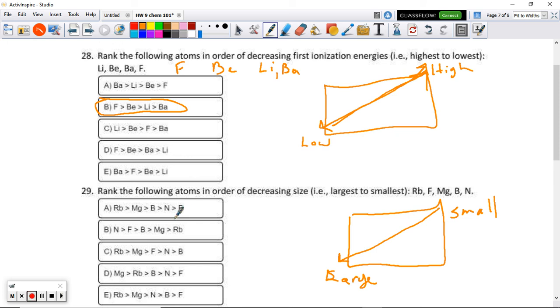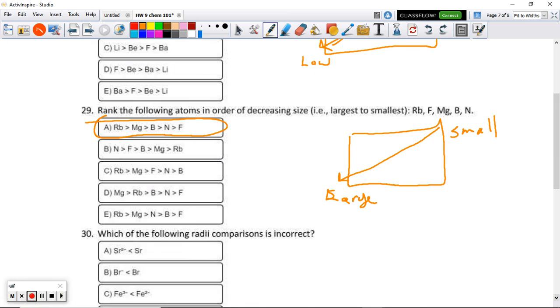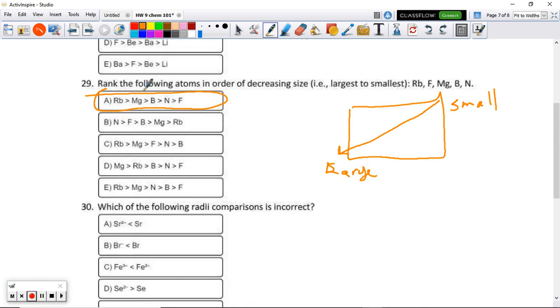The correct answer should be A. Fluorine is going to be the smallest, then nitrogen, then boron, then magnesium, then rubidium is going to be the largest. All right, which of the following atomic radii comparisons are correct?